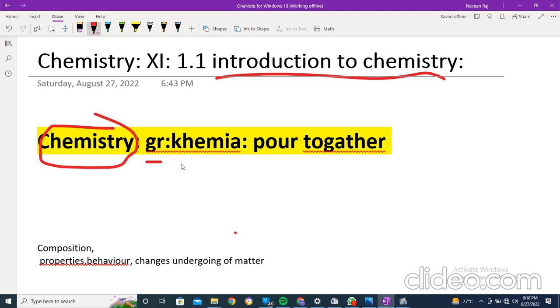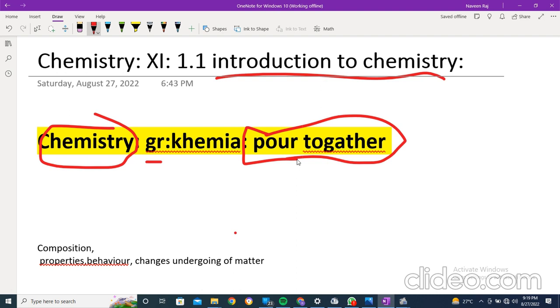That is derived from the Greek word chemia. I mentioned it over here. And chemia is the word that means pour together. I'm again repeating, chemistry is derived from a Greek word, chemia, and that means to pour together. Now it may be quite confusing how chemistry can mean to pour together, even though it is different.